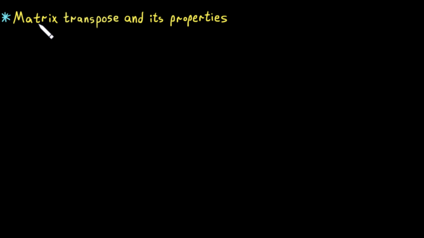In this video, we'll do matrix transpose and its properties. Let's start with an example, and let's start with a vector example. So here, let's say A equals this vector, which is 1, 2, -4.